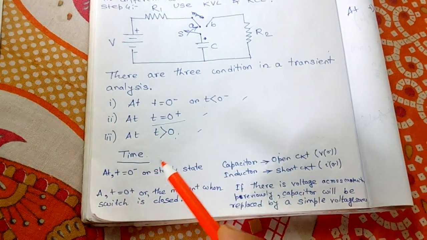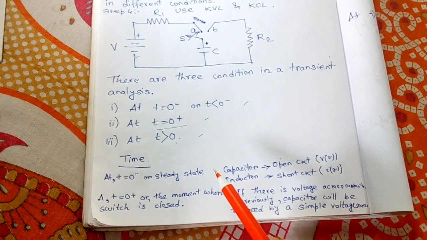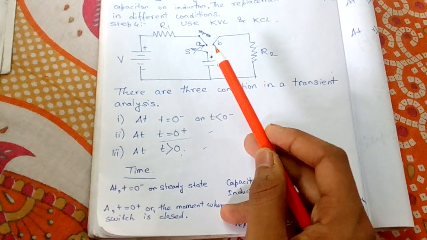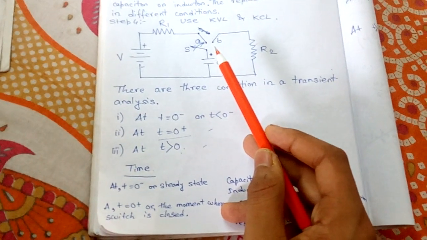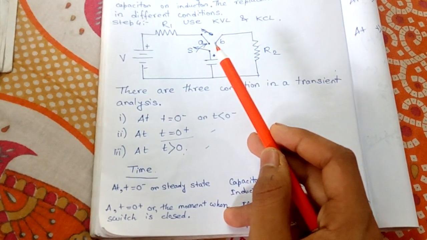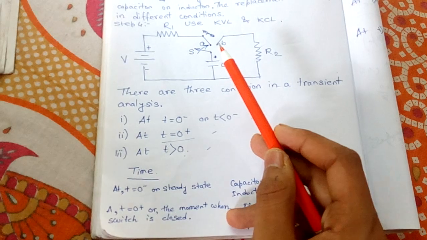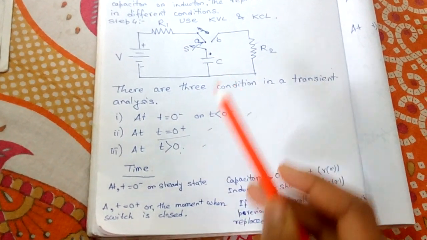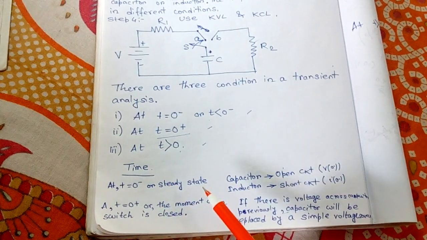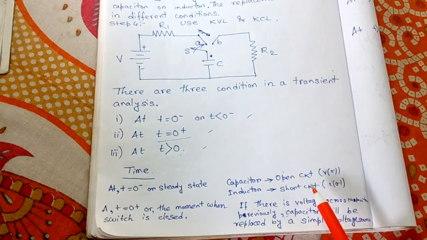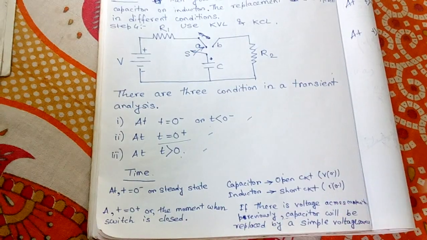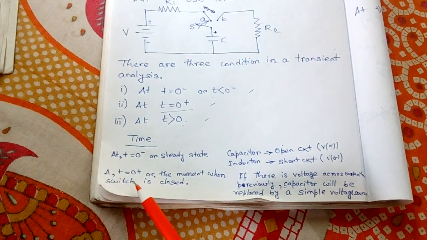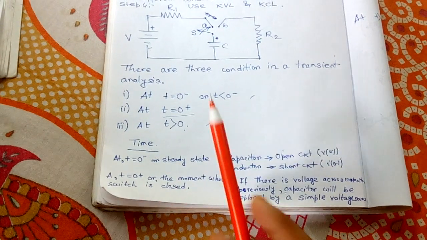At t equals 0 minus, or steady state, since it is given that the switch is in position A for a long time, the circuit is in steady state. So at t equals 0 minus, or steady state, any capacitor will be an open circuit and any inductor will be a short circuit.